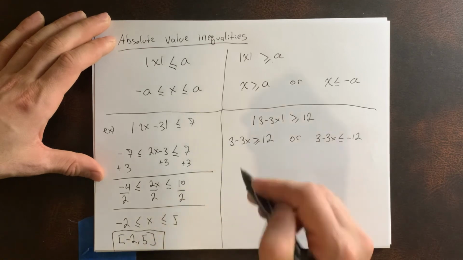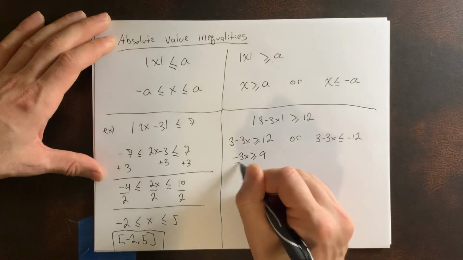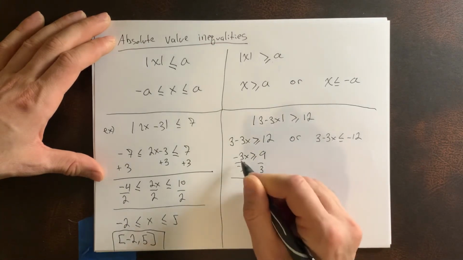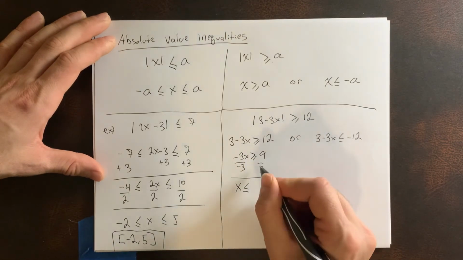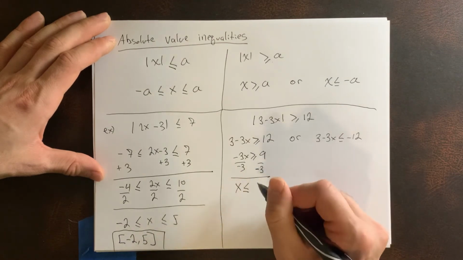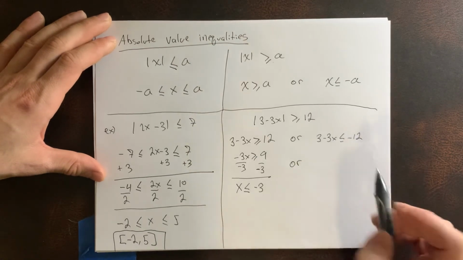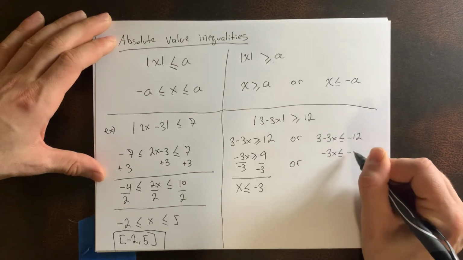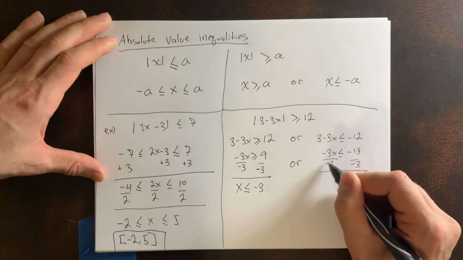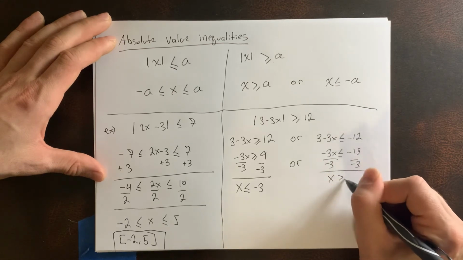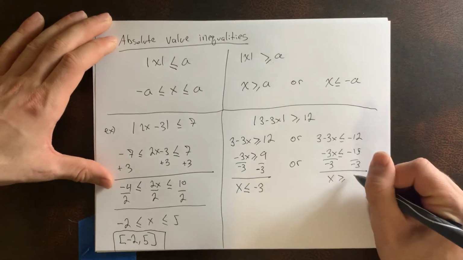Here we could subtract the 3 over. So minus 3x is bigger than or equal to 9. Divide by the minus 3. So the x is just an x on this side. We're dividing by a negative, so the sign turns around. This needs to be a minus 3. And 9 divided by minus 3 is minus 3. Okay, so or. Now again, let's start by subtracting the 3 over. So we're going to get minus 3x is less than or equal to minus 15. Divided by the minus 3. Here the 3's cancel. The sign turns around because we're dividing by a negative. And minus 15 divided by minus 3 is 5.